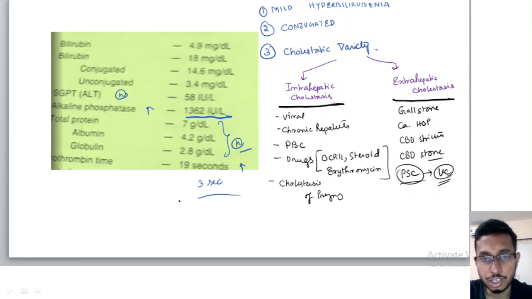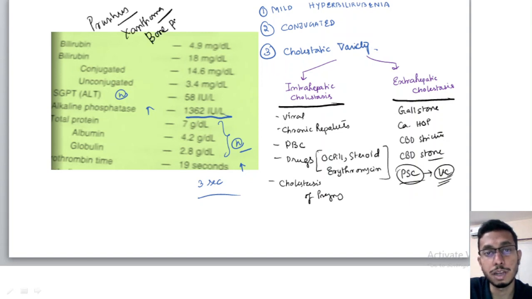Now, what are the history features that you should rule out in this case? You need to rule out whether there is any history of pruritus, xanthoma, bone pain or bruising. Bone pain due to vitamin D deficiency present or not, and bruising. Vitamin D deficiency because fat soluble vitamin absorption decreases, as in the case of vitamin K, which leads to an increase in the prothrombin time. Okay.